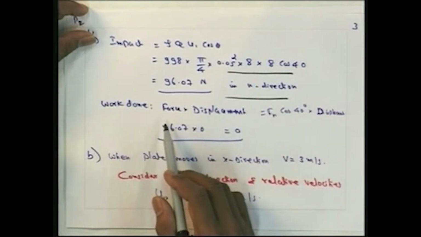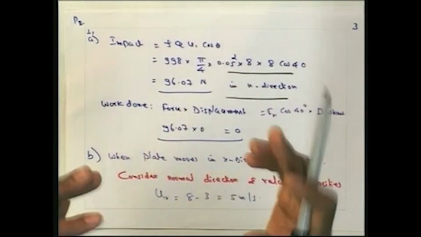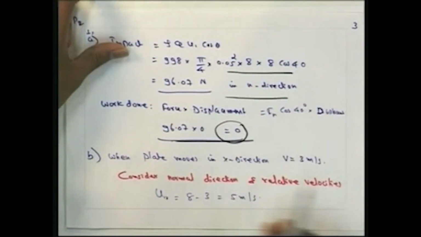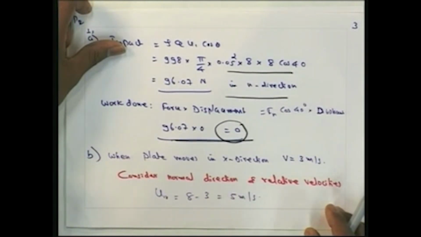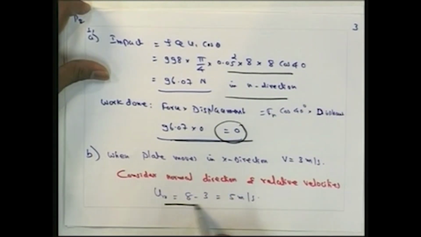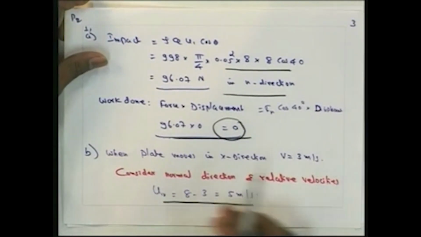And then the work done. Here you can see that the plate is stationary. Since there is no displacement of the plate, work done, which is force into displacement, is 0. So work done in this particular case is 0. Case 2 is when the plate moves in the x direction, so v is equal to 3 meter per second. If you consider the normal direction and relative velocity, the plate is moving with 3 meter per second and the jet velocity is 8 meter per second, so the relative velocity is 8 minus 3, equal to 5 meter per second.